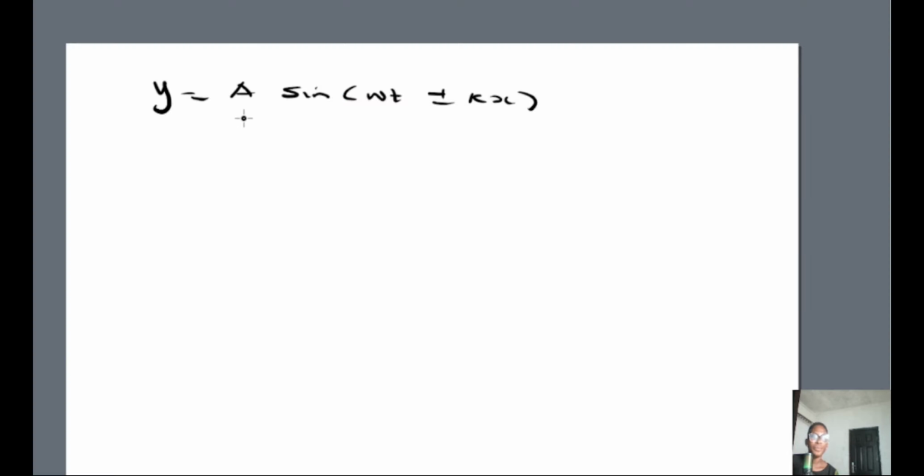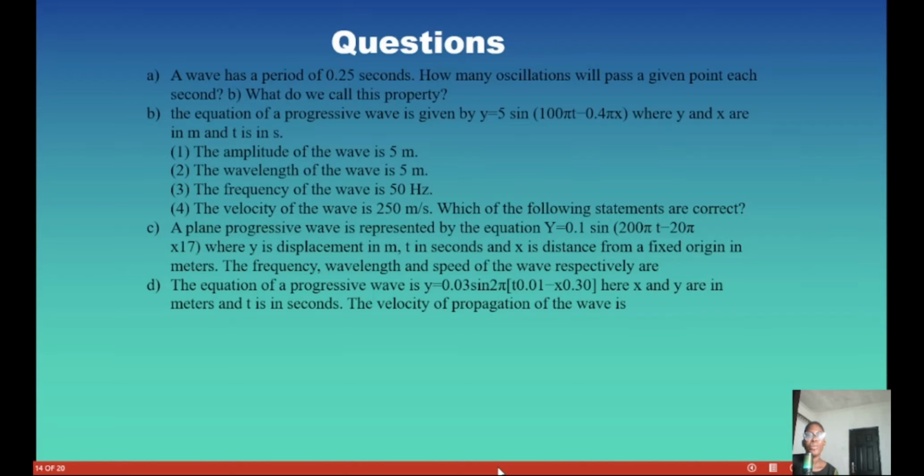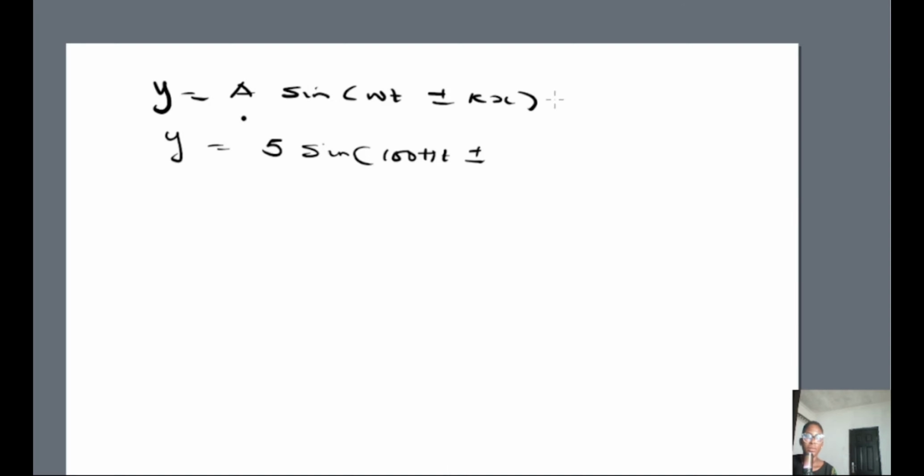So we have y is equal to 5 sine bracket 100 pi t, plus or minus 0.4 pi x. So now from this equation, it is so simple. Don't forget what we said the other time. We said that our w was equal to 2 pi f, right? And we said our k was equal to 2 pi over lambda. So we can put this into the equation, right?